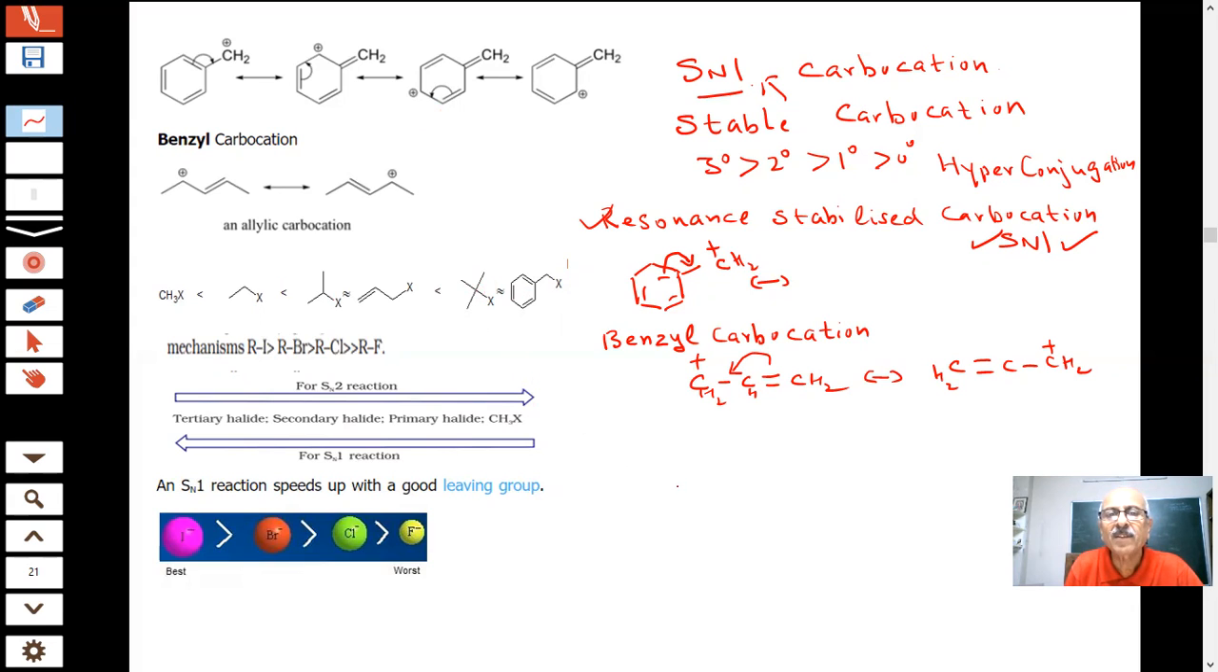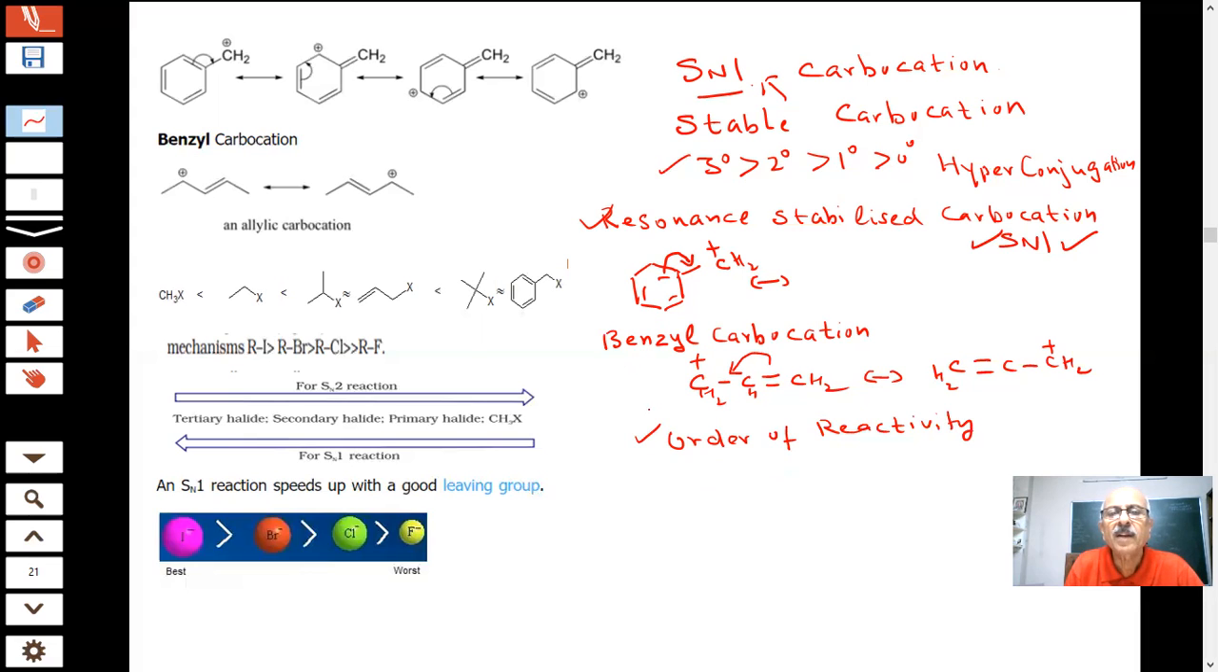So we can say the order of reactivity will be then what? For SN1, 3 degree greater than 2 degree, greater than 1 degree. This is the order of reactivity.